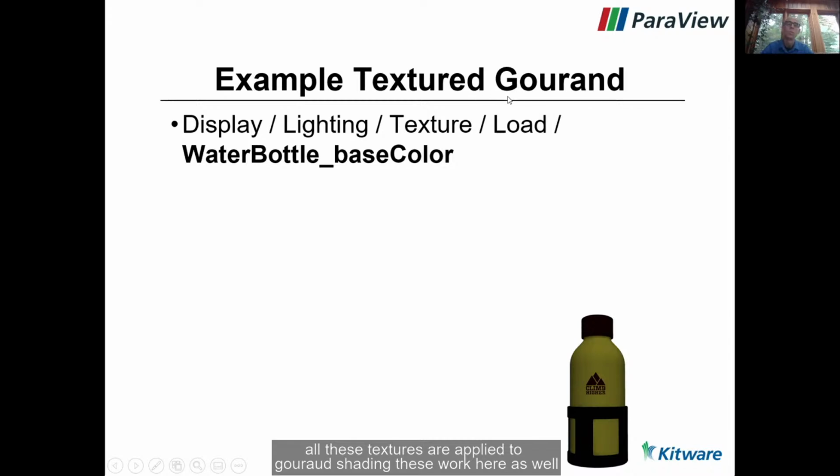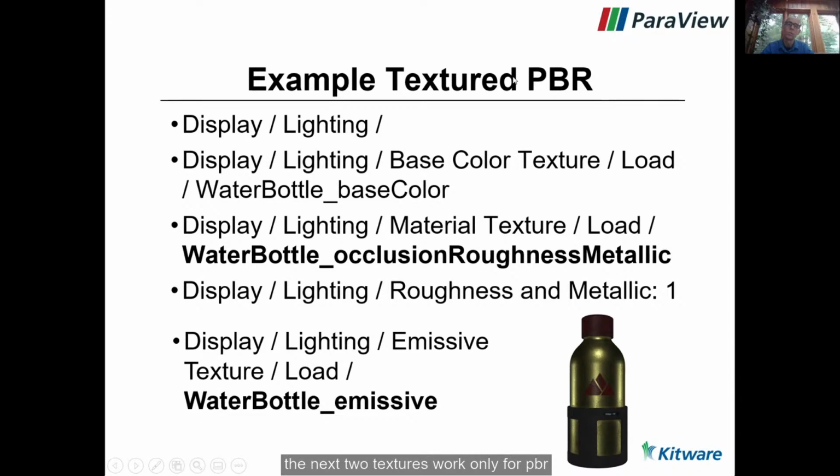All these two textures are applied to Gouraud shading. These work here as well. The next two textures work only for physically based rendering. So we're going to set the occlusion, roughness, and metallic. That's just one texture, and then we're going to set the emissive texture.